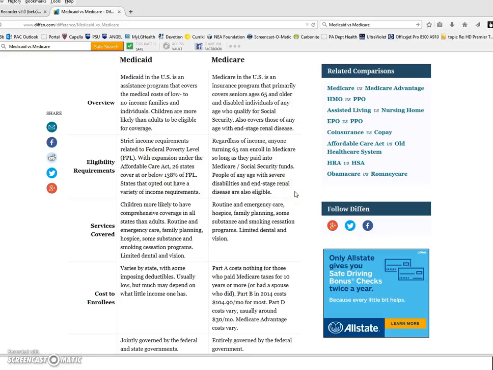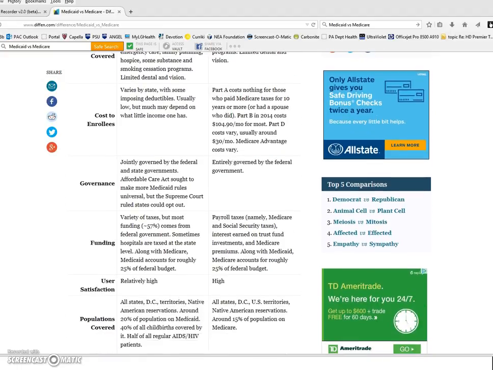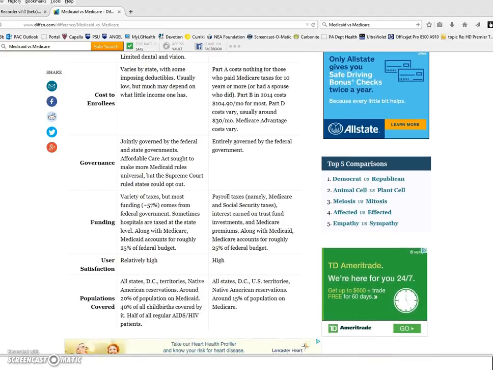People of any age with severe disabilities and end-stage renal disease are also eligible under the Medicare program. It also talks about services that are covered and the cost to enroll. So if you want to just stop the video for a minute and take a look at several of these factors, it is kind of interesting reading through to see what the true qualifications are, who governs the two different programs, and then of course, the populations that are covered.